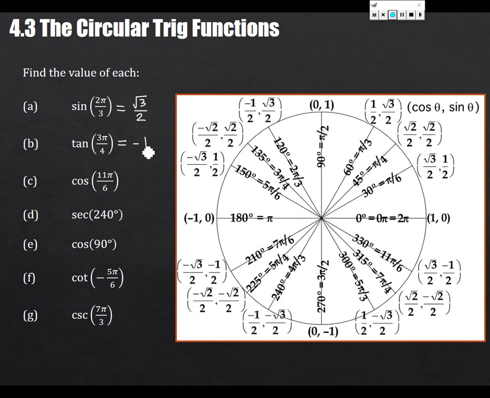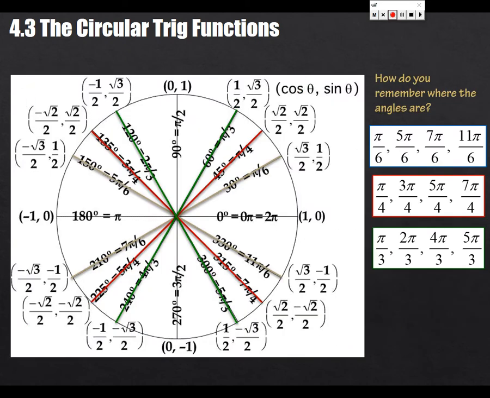Cosine of 11 pi over 6, that's here, 11 pi over 6. So what's the cosine? It's the x coordinate, right? Root 3 over 2. Do you see how this is going to work? If you know the coordinates, then these answers are pretty quick. Now, let me go back to the slide quickly here.